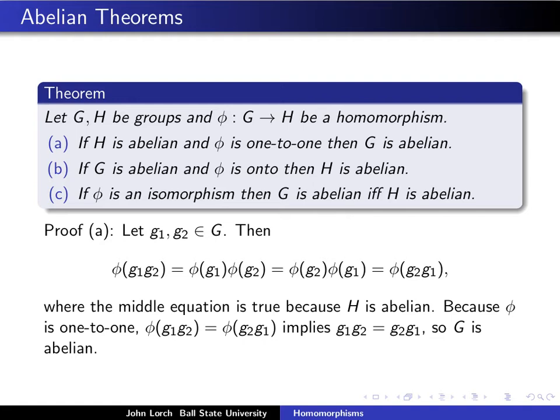The next set of theorems have to do with commutativity. So we start with 2 groups, G and H, and a homomorphism from G to H.